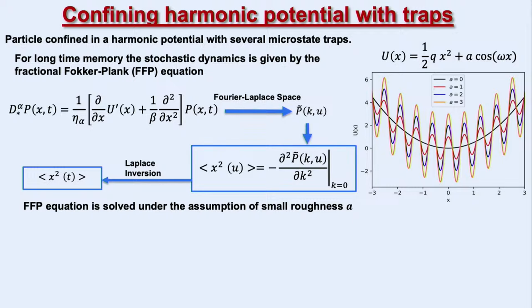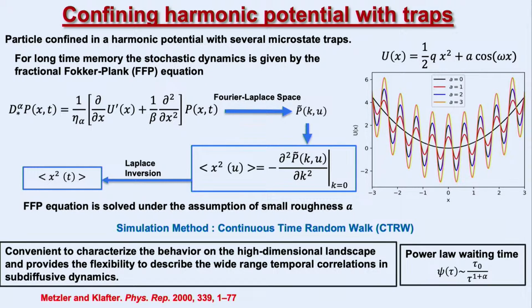These Fokker-Planck equations were essentially solved analytically under the assumption of a small roughness value. Here A refers to the roughness parameter. We wanted to go broader, not restricted to this theory, and do some simulation studies. So, we used the continuous time random walk model, where we can characterize the behavior of a high dimensional landscape, and it provides the flexibility to look into a wide range of temporal correlations in subdiffusive dynamics, where it considers a power law waiting time.